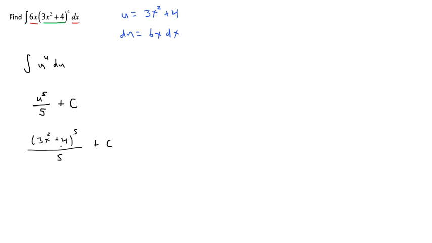Now take a look at this. If we take the derivative of this, we should end up with the original. And in fact, we do. We'll bring the 5 in front, make the exponent a 4, and then take the derivative of the inner term using the chain rule, which would give us that 6x. Okay, so this is our final answer.